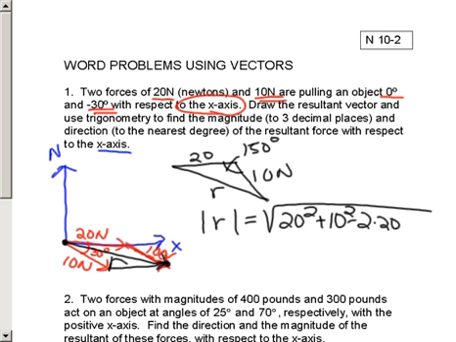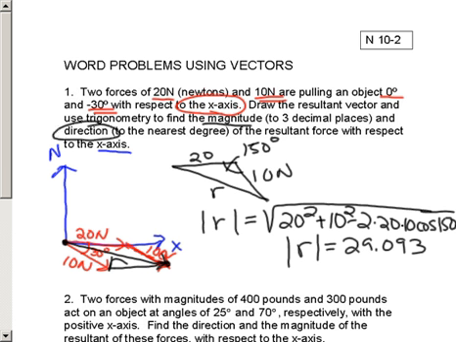How many decimals do we write? 3. 29. What'd you get? 29.093. Is that what you got? So we also have to find the what? It says find the magnitude and find the direction. So your direction is this little angle right here.